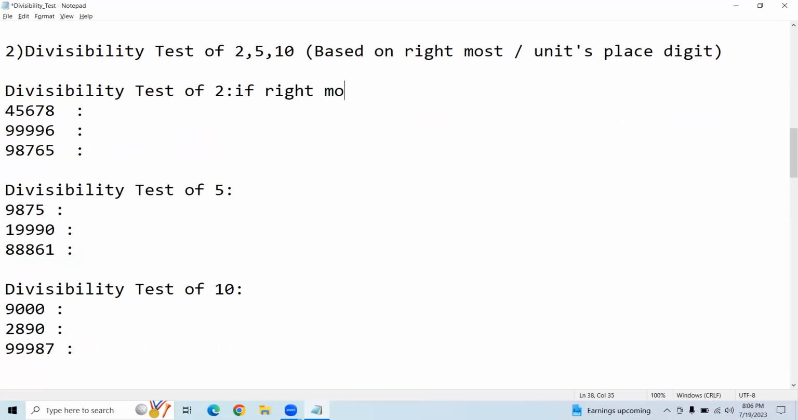If the rightmost digit is even, then that number is divisible by 2. Even means it's either 0, 2, 4, 6 or 8. So if the unit place digit is 0, 2, 4, 6, 8, then that number is divisible by 2. Let's look at this number. We are interested in only the last digit. So 8. Is 8 an even number? Yes. So it is divisible by 2.